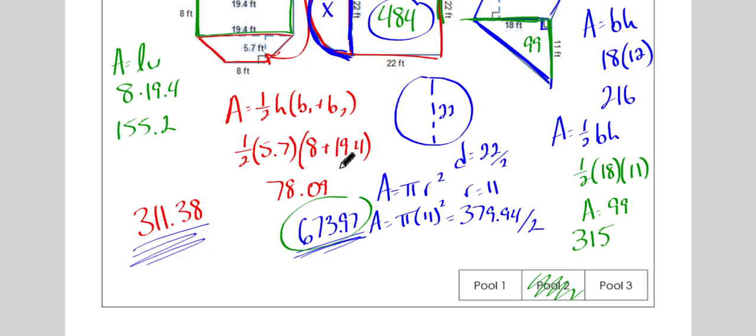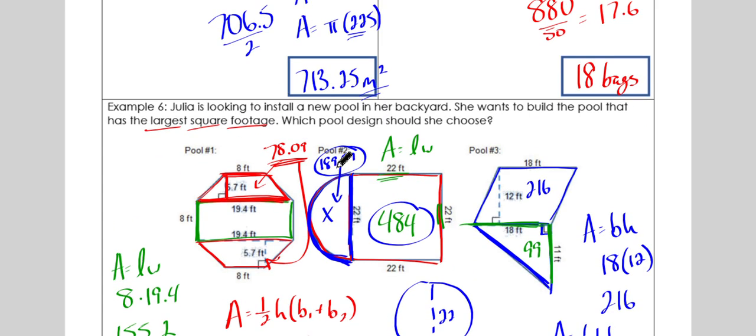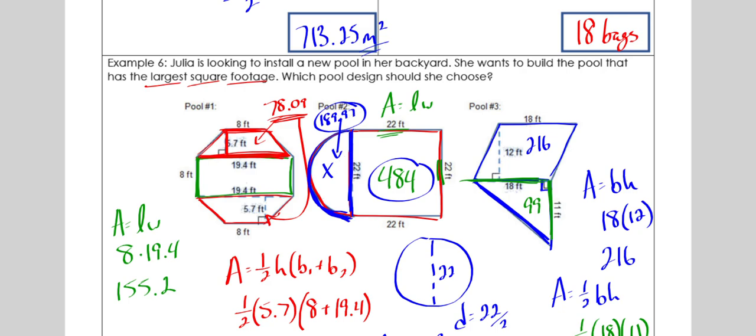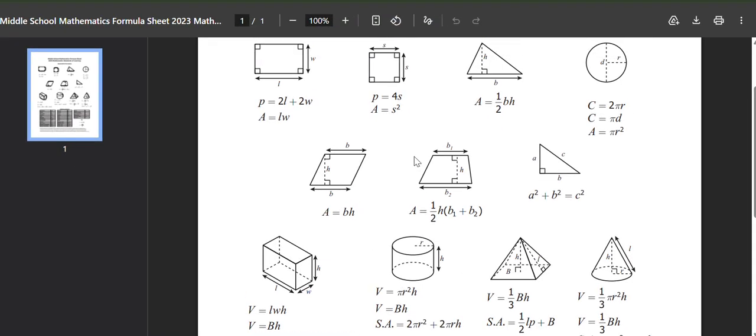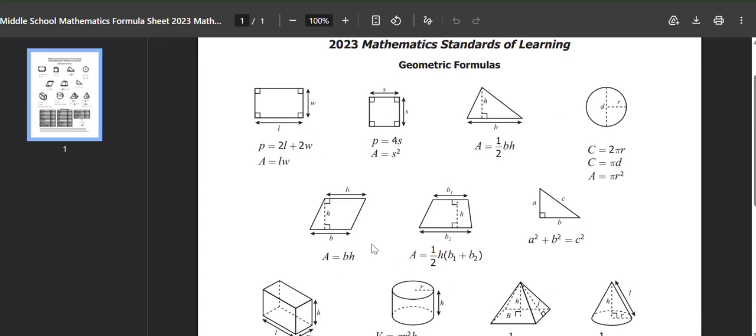That's the one Julie wants to pick. All right, again, for area, rely on these formulas, break it up into shapes that you see here, and then use those formulas.